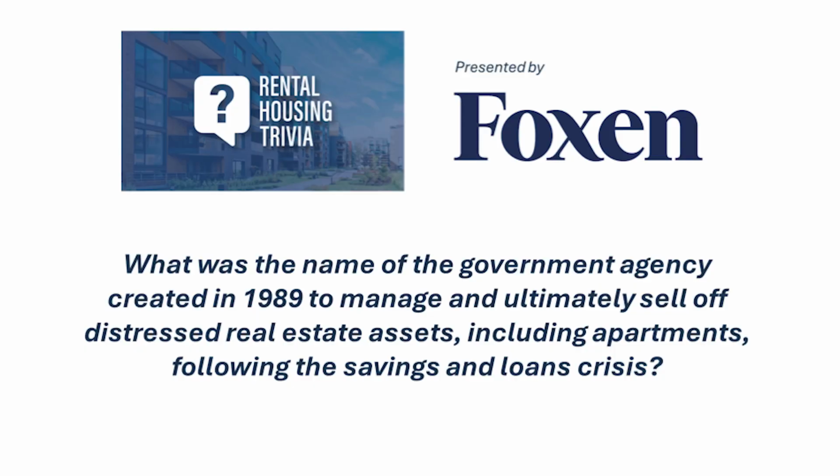So today's trivia question is, what was the name of the government agency created in 1989 to manage and ultimately sell off distressed real estate assets, including a lot of apartments, following the savings and loan crisis? Okay, so I'm going to talk to David about this in a little bit, but some of the first modern contrarian apartment investing occurred in the early 90s amidst the S&L crisis, following the creation of this government agency. It ultimately auctioned off a ton of apartments and contributed to the formation of some of the early apartment REITs as well. It really was a government-owned asset manager charged with liquidating assets from more than 700 different S&Ls or thrifts. So what was the name of that agency?